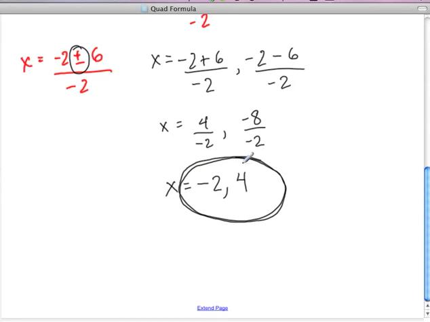Quadratic formula. All it means is that we're getting the x-intercepts, which are also called the roots, which are also called the solutions, which are also called the zeros. It all means we're getting the same thing. It's just another way of getting there.